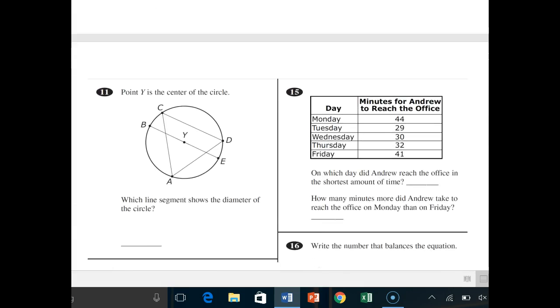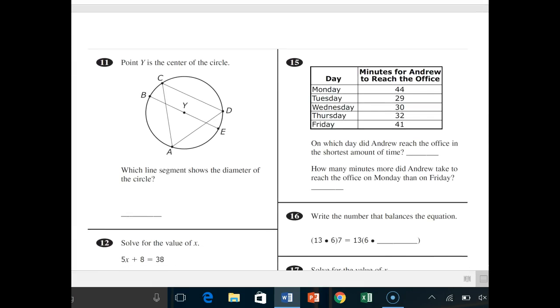Back side, number 11. Point Y is at the center of the circle, so right there, center of the circle. Which line segment shows the diameter of the circle? So the diameter goes all the way through the circle and through the center. So it's B to E, segment BE, and you would write that with a line segment over the top.